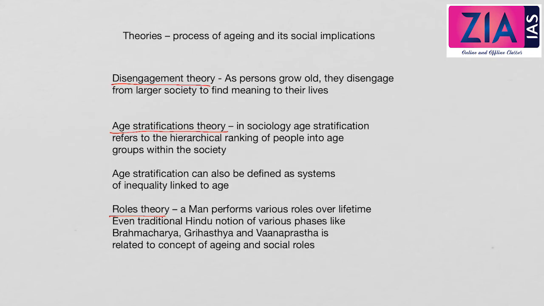In disengagement theory, this theory states that as persons grow old, they disengage from larger society to find meaning to their lives. Since we are talking about aging, we have to see it from that perspective. When people grow older and older, they would like to disengage from society, larger responsibilities, etc. to find meaning to their life. It purely depends upon the aging. When you go 60 plus, your concept towards life will change. That is that theory. Second one is age stratification theory.